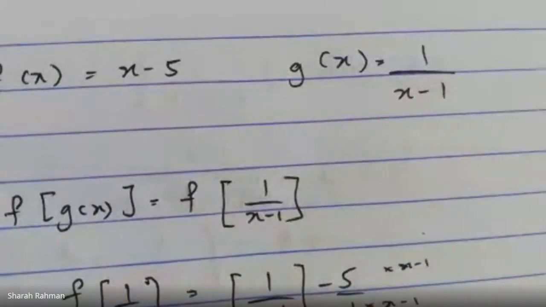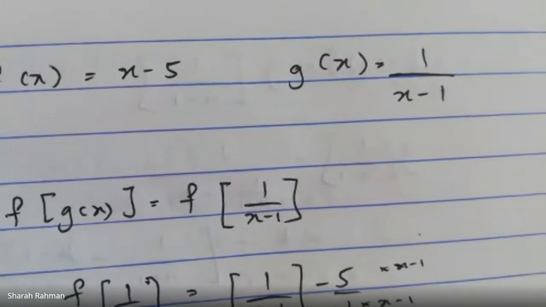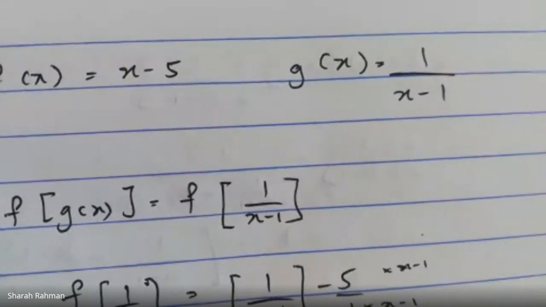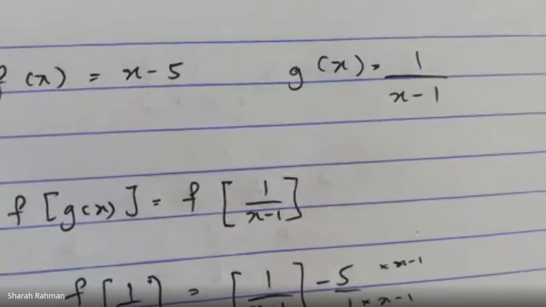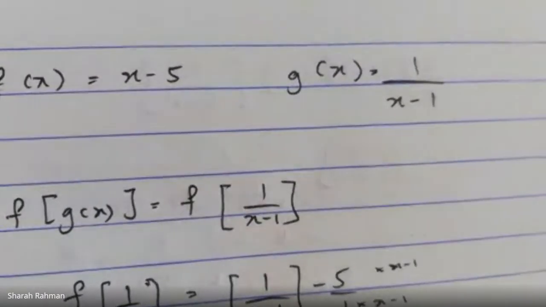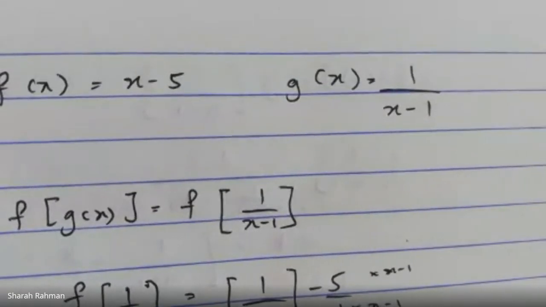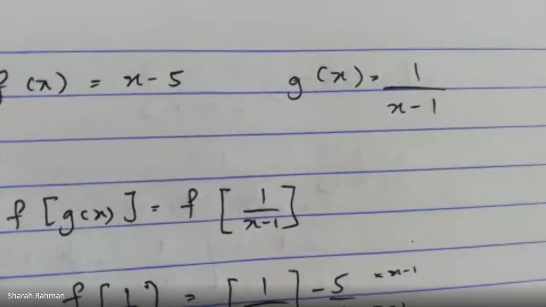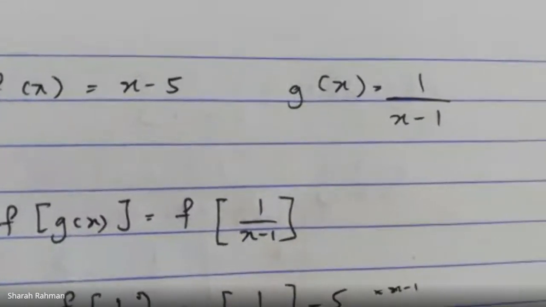Who asked earlier? Viviana? No. Zulaika? Not Zulaika either. Number 2D. Viviana, so Viviana, which one do you want to know? All four or just one? For question 2D, which one do you want to know? FG, GF, F squared or G squared? G squared. Okay.